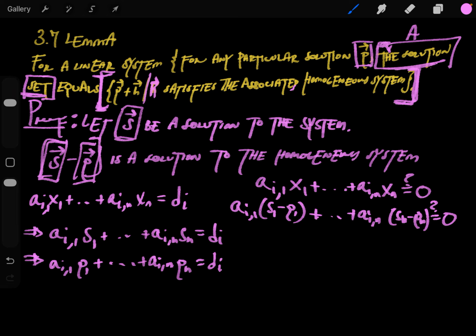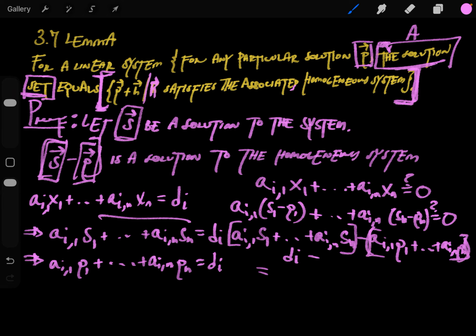You don't know yet. Well, distribute it. If you distribute, you're going to get the whole part for S, minus the whole part for P, plus dot dot dot a sub in P sub n. And then you should see that this part is equal to d sub i, and this part is equal to d sub i, and d sub i minus d sub i must be 0. And now you showed that this is a solution to the homogeneous system.